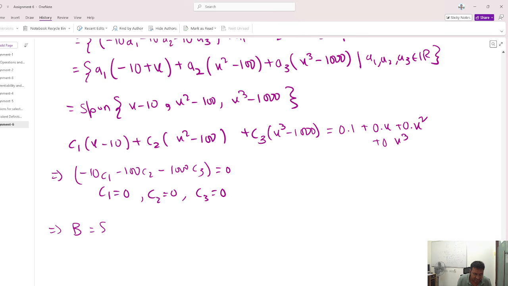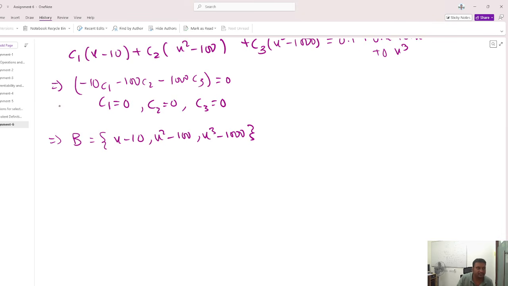So what is the choice of your basis? This is the choice of your basis. And what would be the dimension, the cardinality of the basis? That is 3. Well done. This is done, right? Okay. Question number 7.